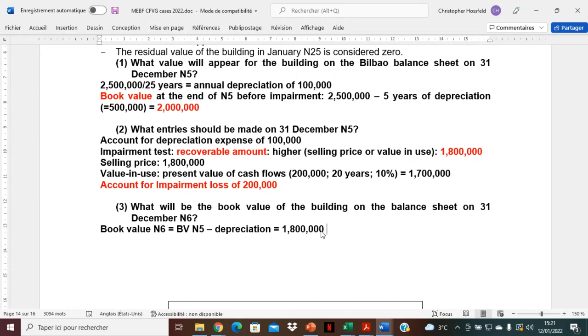And how do I calculate my depreciation that I need to account for in N6? How do I account for that? Or how do I calculate it, please?